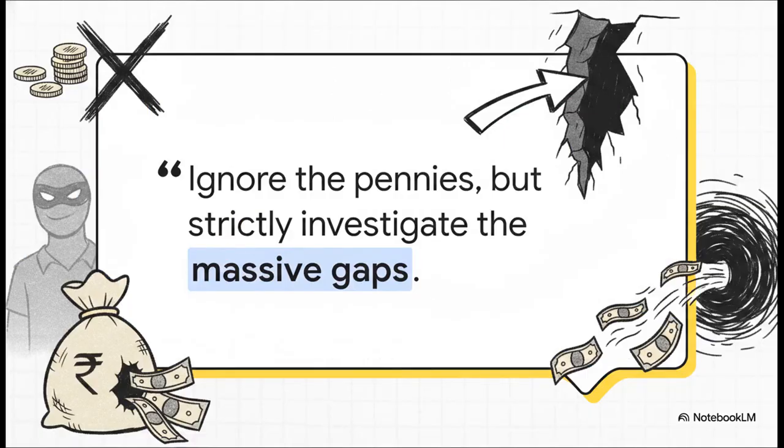So, to wrap up this explainer, remember this core philosophy. Ignore the pennies, but strictly investigate the massive gaps. Now, I'm going to leave you with this. If a lazy manager secretly changed your company's tolerance limits to 5,000 rupees this morning, how much cash would bleed out before anyone even noticed? Think about that, and we'll see you in our next explainer.